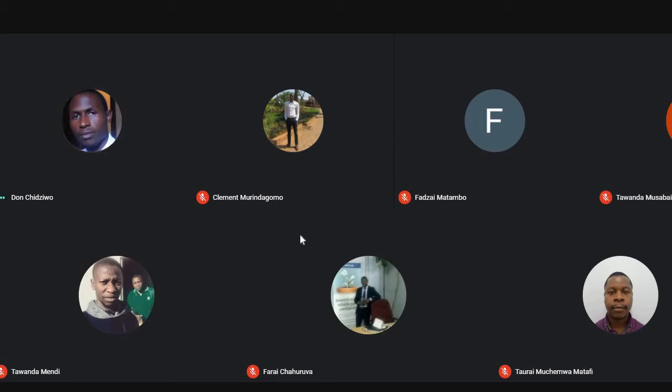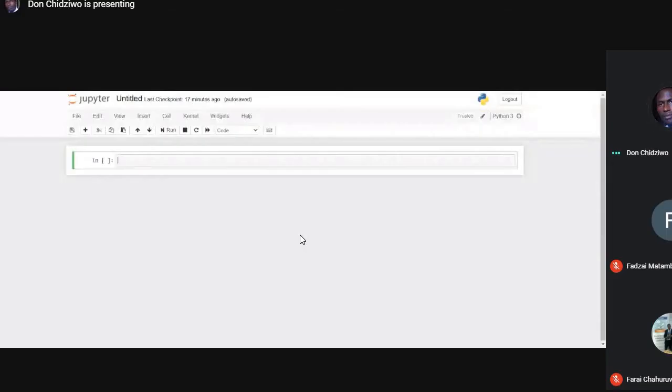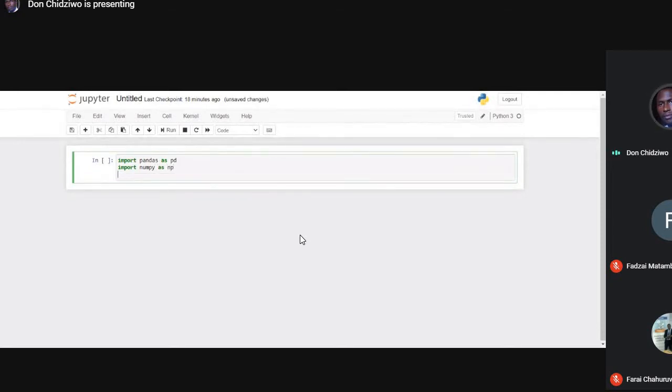Where is my screen? Okay, is my screen visible? Yes, it is. I should have done this earlier. I guess this would have made the task much faster.